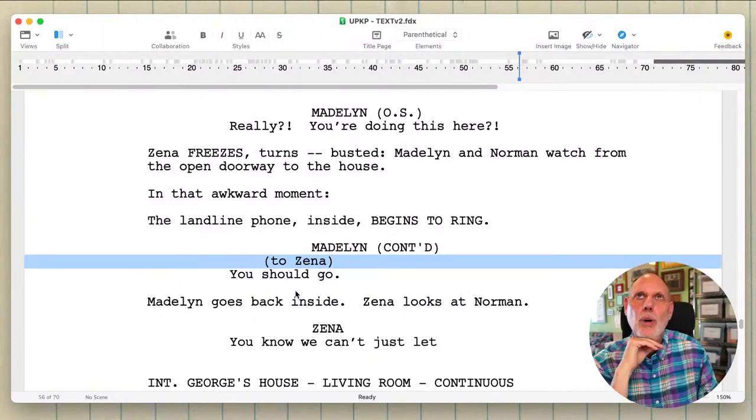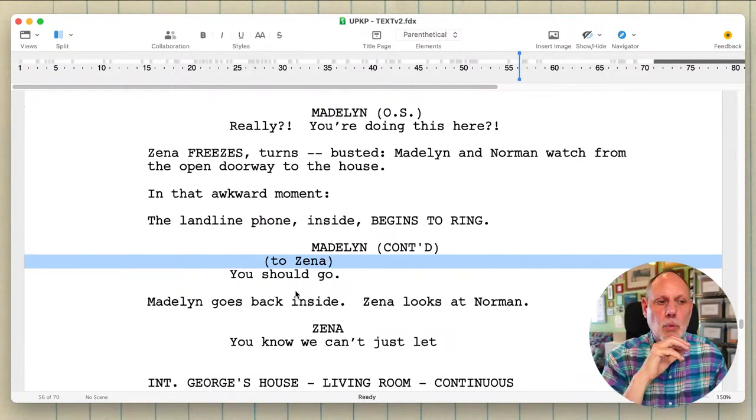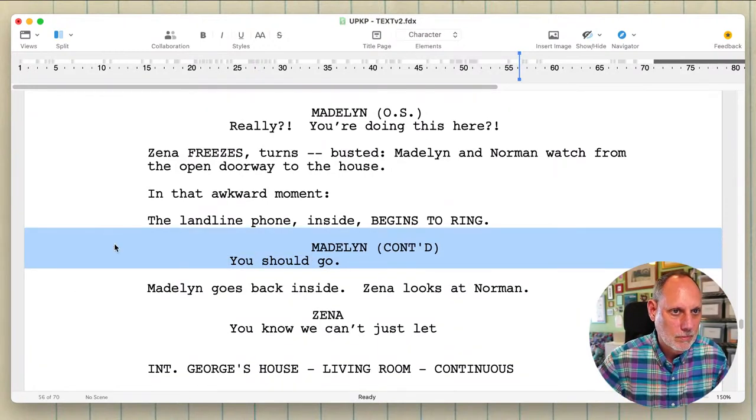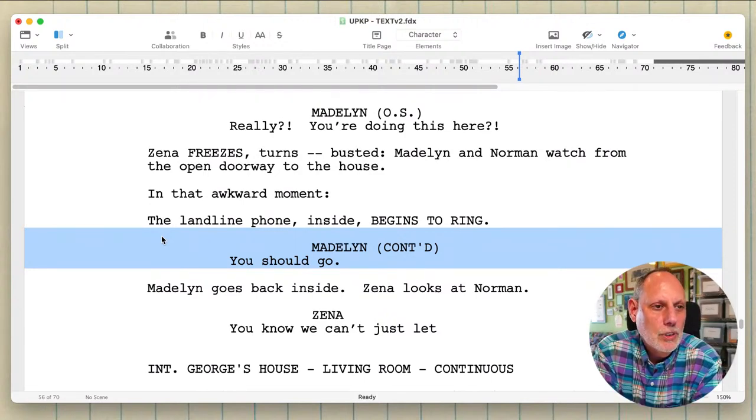So what I'm trying to figure out is, what do we leave Xena on? I think that Xena is kind of determined not to let this end. So therefore, the question is, does she say you should go? Does she say you should go? Does she say, don't make me call the police? Really, you're doing this here? We can hear you.